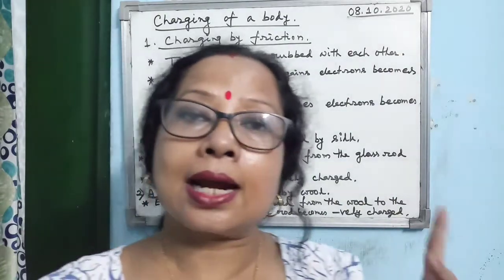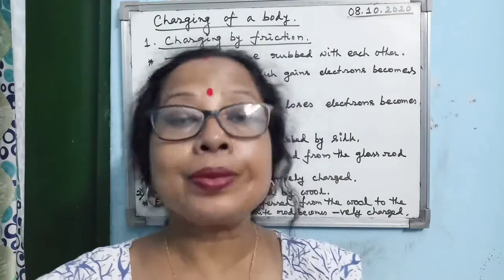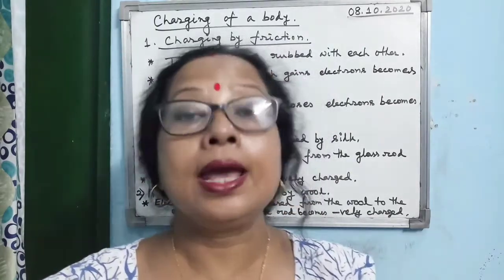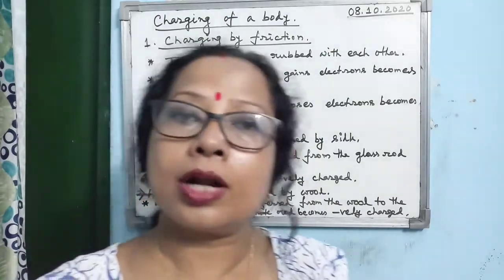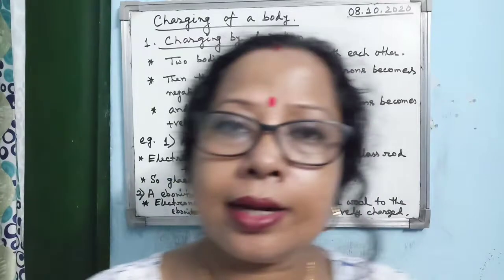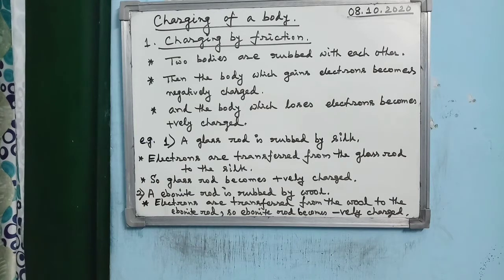So a glass rod rubbed by silk is a positively charged body, and I will use this one in the next two charging methods, and an ebonite rod rubbed by wool is a negatively charged body. These are the two examples you must remember. So this is the first method to charge a body, that is charging by friction.